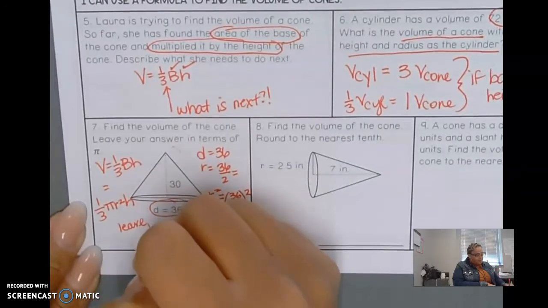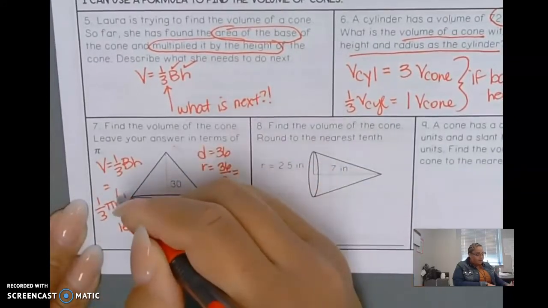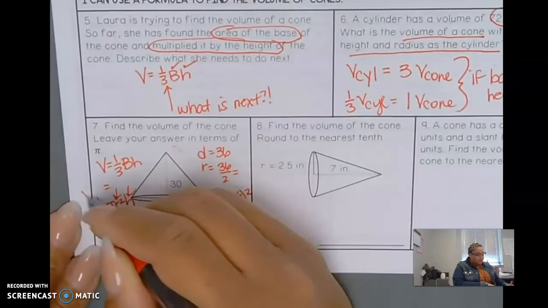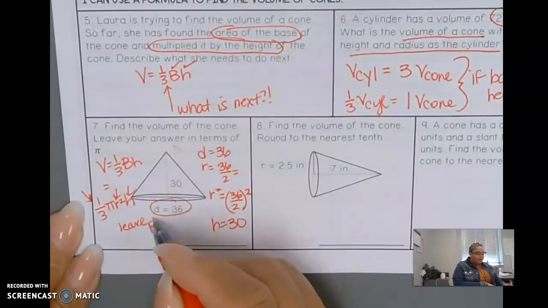Leave pi. You're going to multiply r squared by h by 1/3, and then you'll put pi next to it.